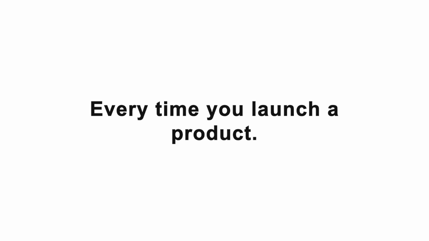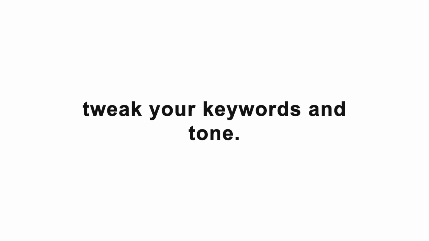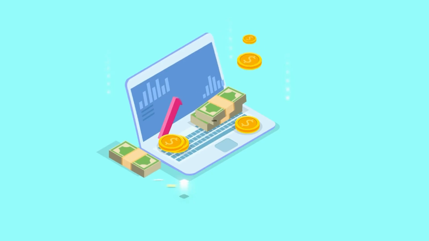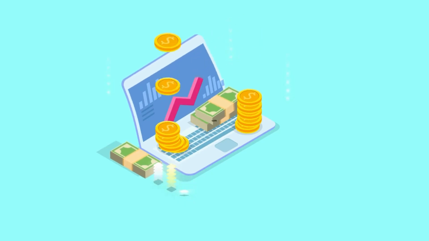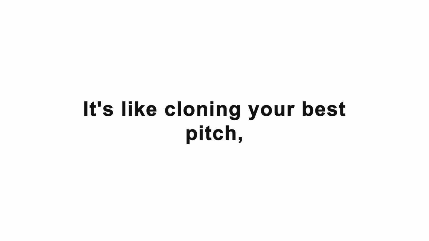And before you go, here's one bonus tip that might just change how you create forever. Every time you launch a product, use the same exact AI input as your starting point. But for each platform, Etsy, Gumroad, Shopify, slightly tweak your keywords and tone. This lets you generate platform-optimized copy in minutes instead of rewriting from scratch. It's like cloning your best pitch, but tailor-made for each customer. That's how pros move fast and look sharp everywhere.